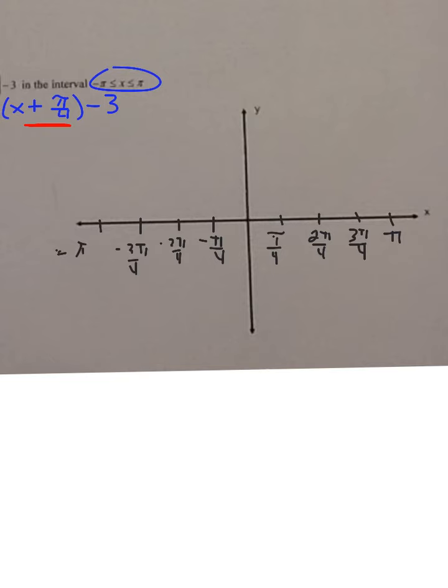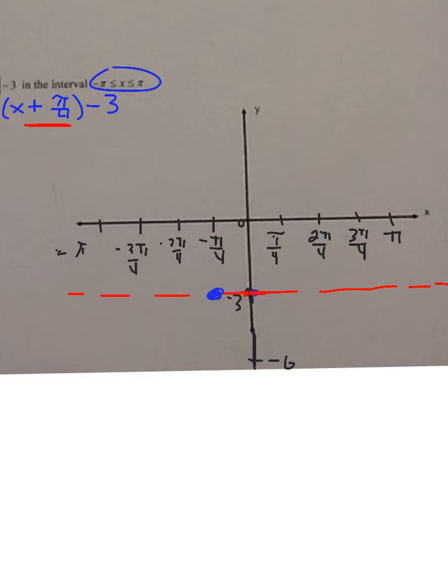So I have a shift down of 3 units, so my midline is at negative 3. I'm going to put that dotted line in there. We are going up to 0 and down to negative 6. Okay, so now it is a sine curve, so normally I would start my sine curve at my midline right here. But I'm shifting to the left pi over 4 units, so I actually have to start right here.